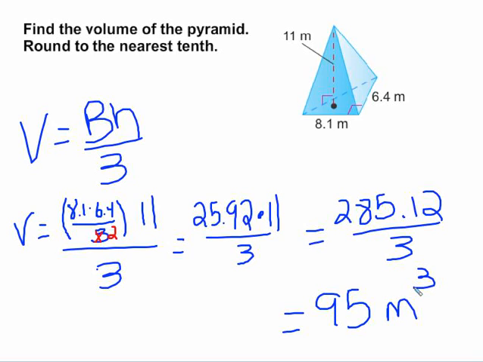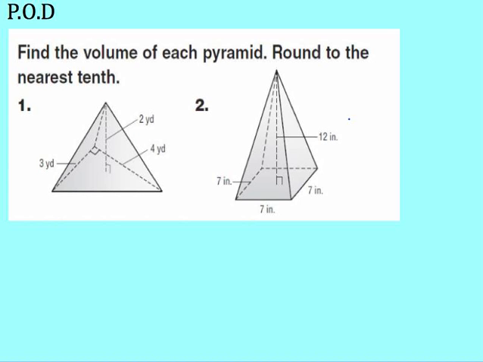All right, so hopefully we've had a good amount of practice with how to find the volume of a pyramid. Here's your problem of the day for tomorrow, and we'll go over this first thing in class. Have a great night.